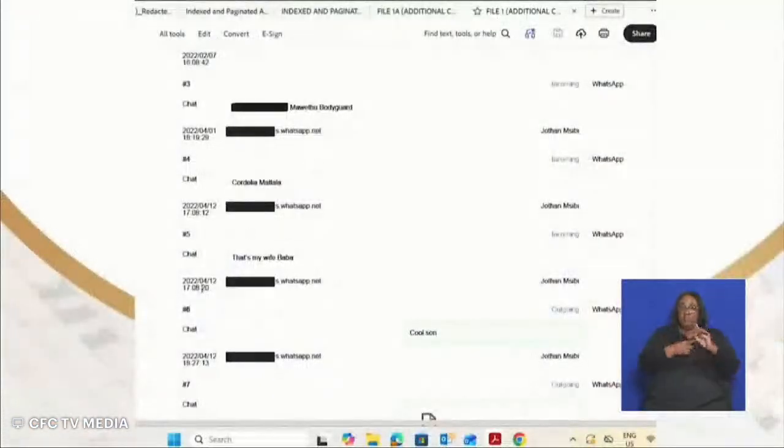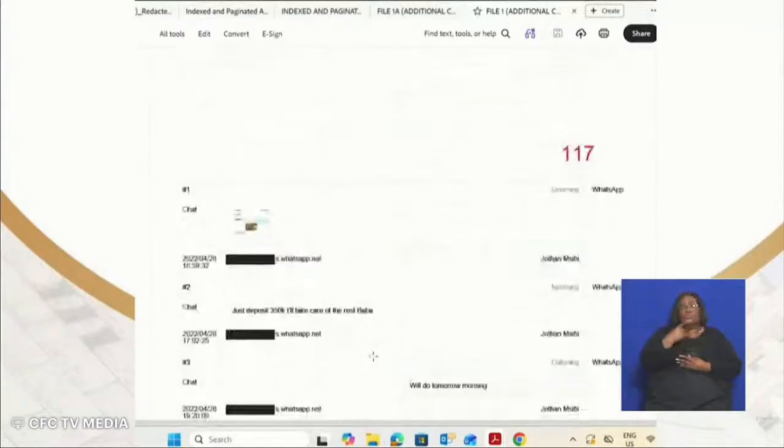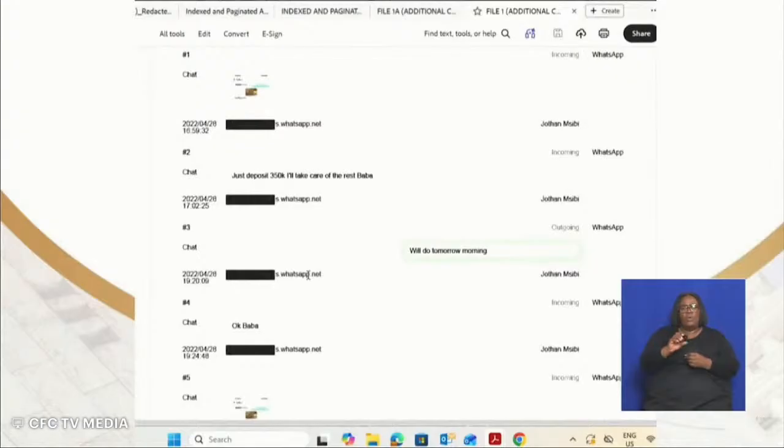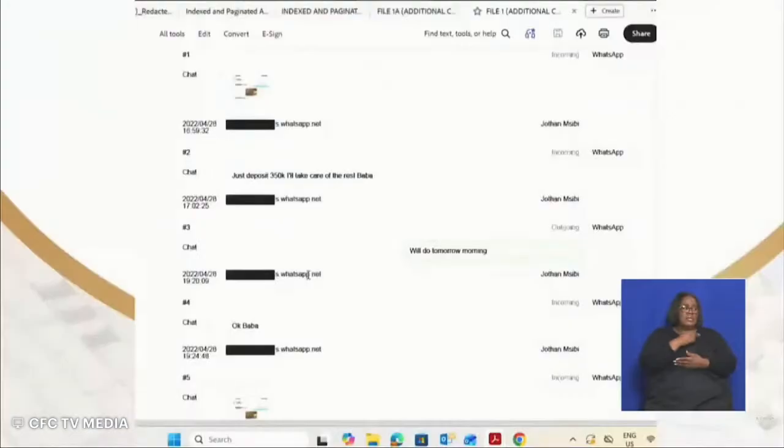Then if we go over to page 117, chat 2, you say just deposit 350K, I'll take care of the rest, Baba. You see that? So, account number, if you can see, before the chat where I said just deposit 350K, there's an FNB account. Before that, there is an account number that I sent to him.